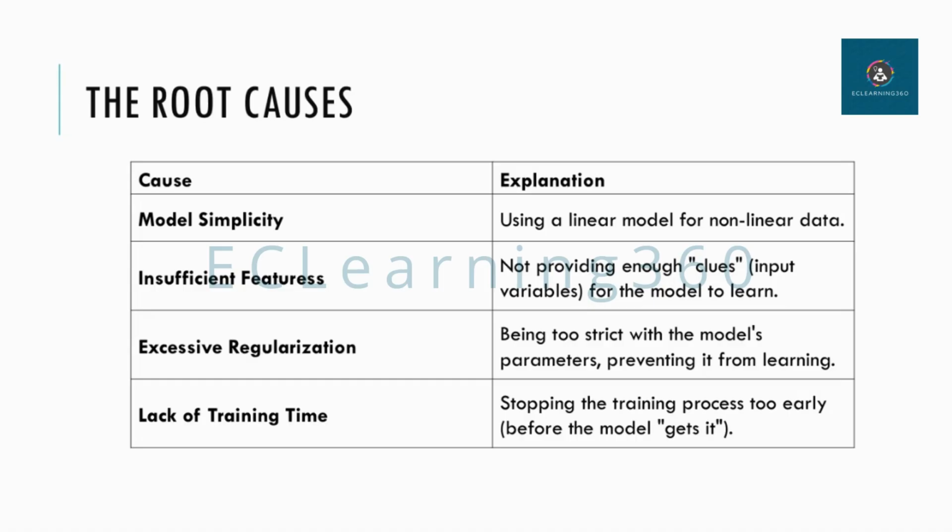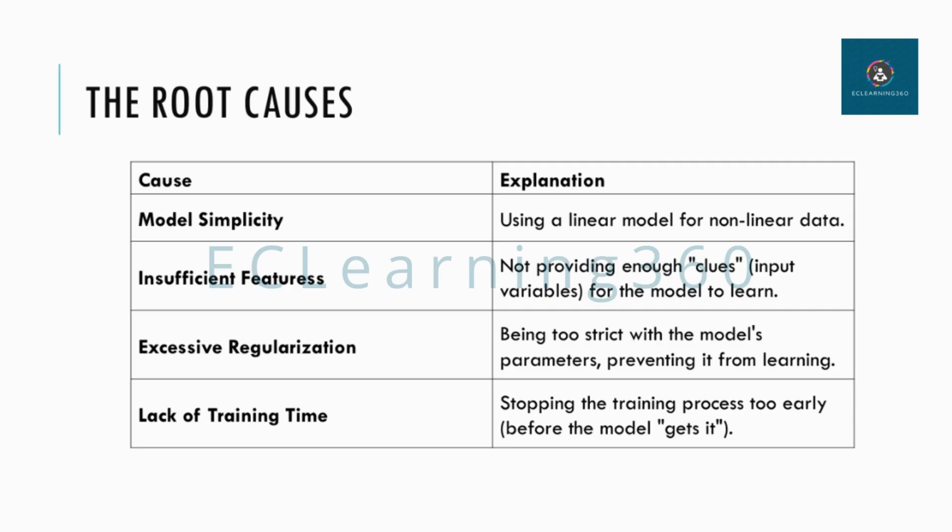All right, let's take a closer look at some of the root causes behind model issues. First up, model simplicity. Sometimes we choose a linear model for data that's actually nonlinear, and that just doesn't capture the complexity we need. It's like trying to fit a curve with a straight line. It simply won't do the job well.